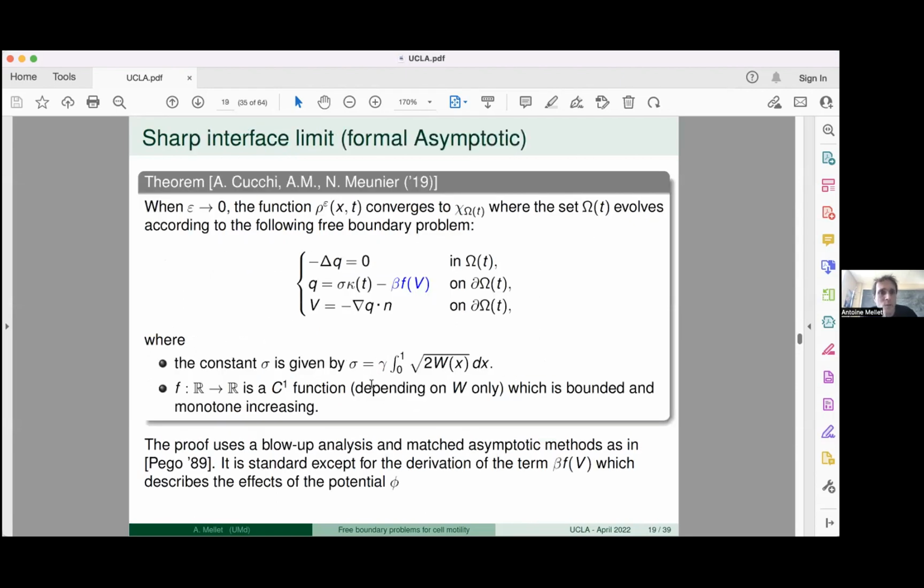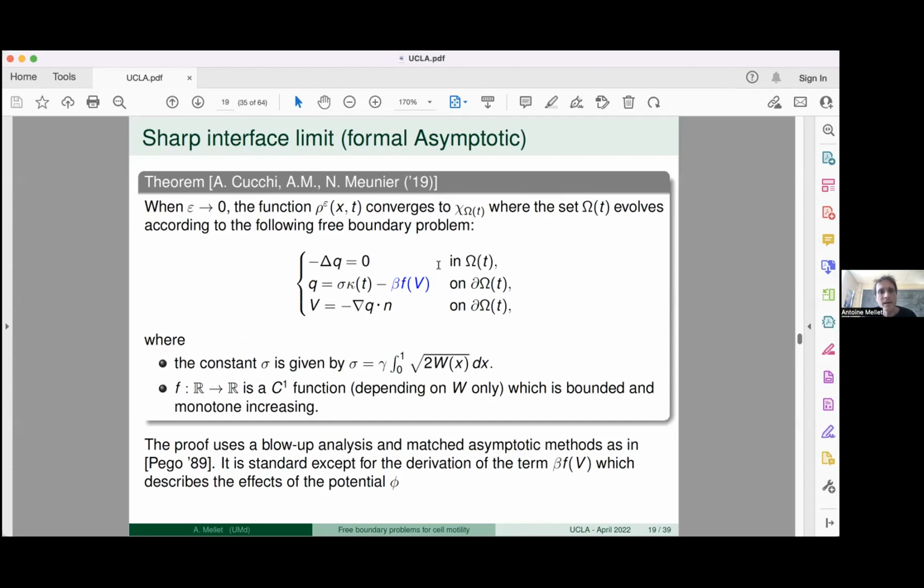And in that case, what we show is this. When epsilon goes to 0, and I want to insist, this is a formal derivation a la Pego, the function rho epsilon should converge to a characteristic function of a set that evolves according to this free boundary problem.